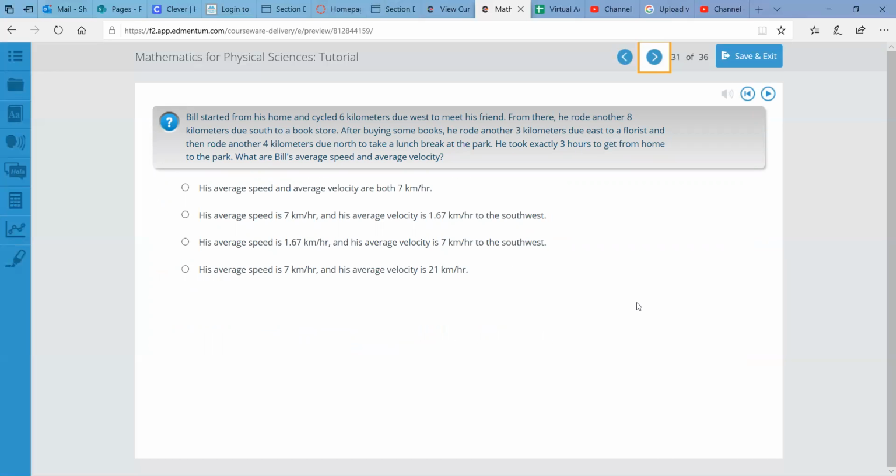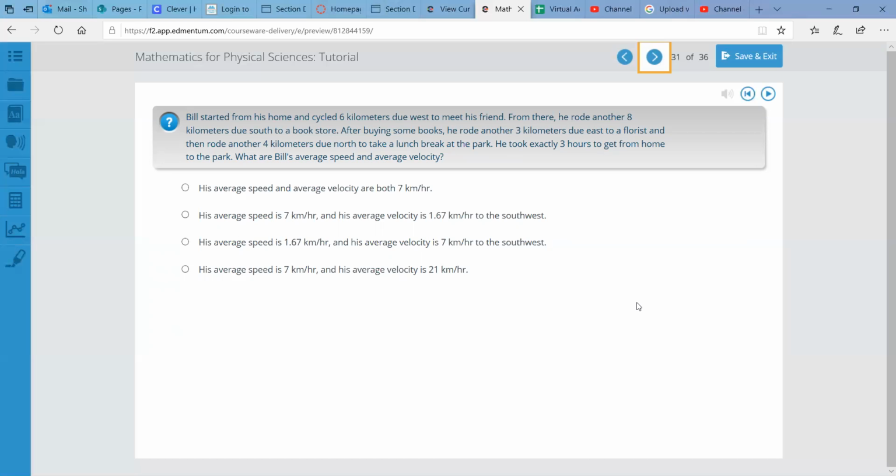So we have an example. Bill started from his home and cycled 6 kilometers west to meet his friend. He rode another 8 kilometers south to a bookstore. After buying books, he rode 3 kilometers east to a florist, and then rode another 4 kilometers due north. He took exactly 3 hours to get from home to the park.